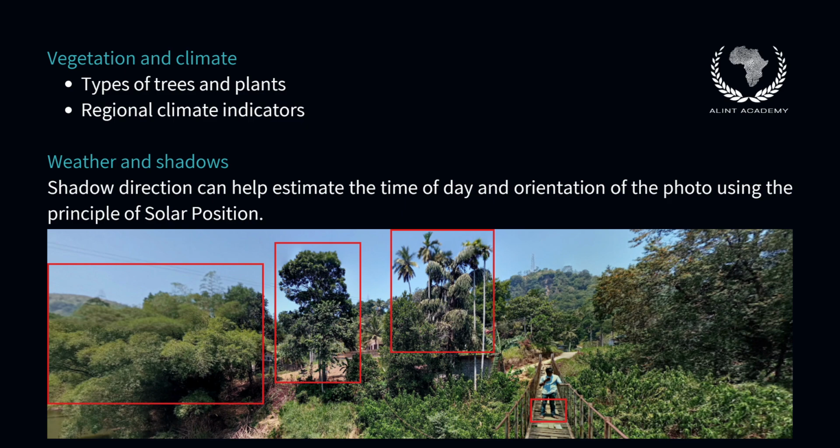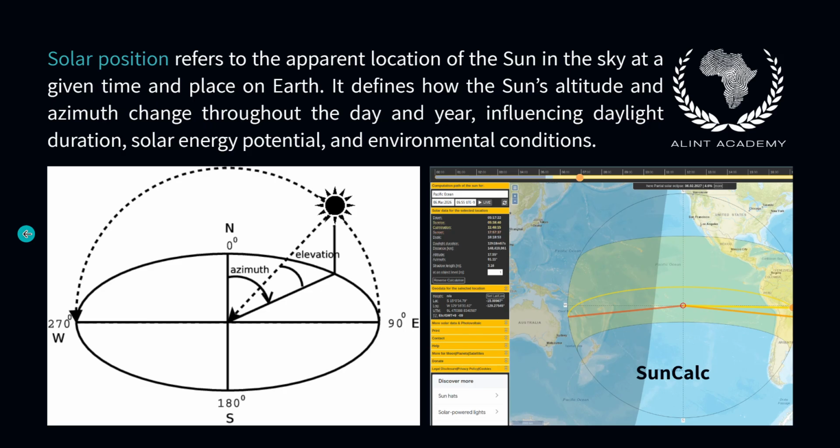Shadows and weather conditions are used to estimate time and orientation, based on the principle of solar position, meaning the sun's apparent location in the sky at a given time and place.